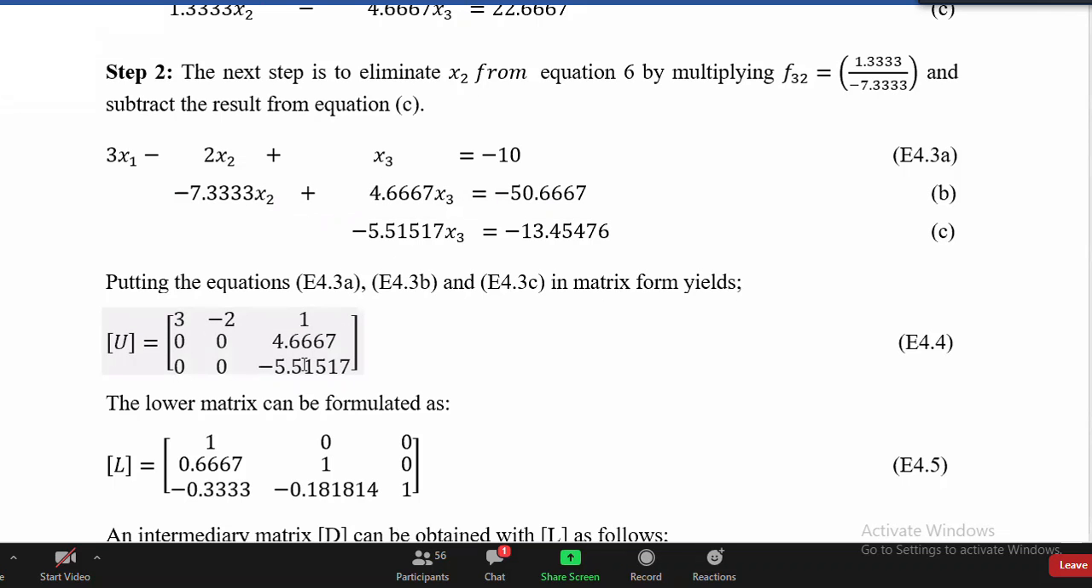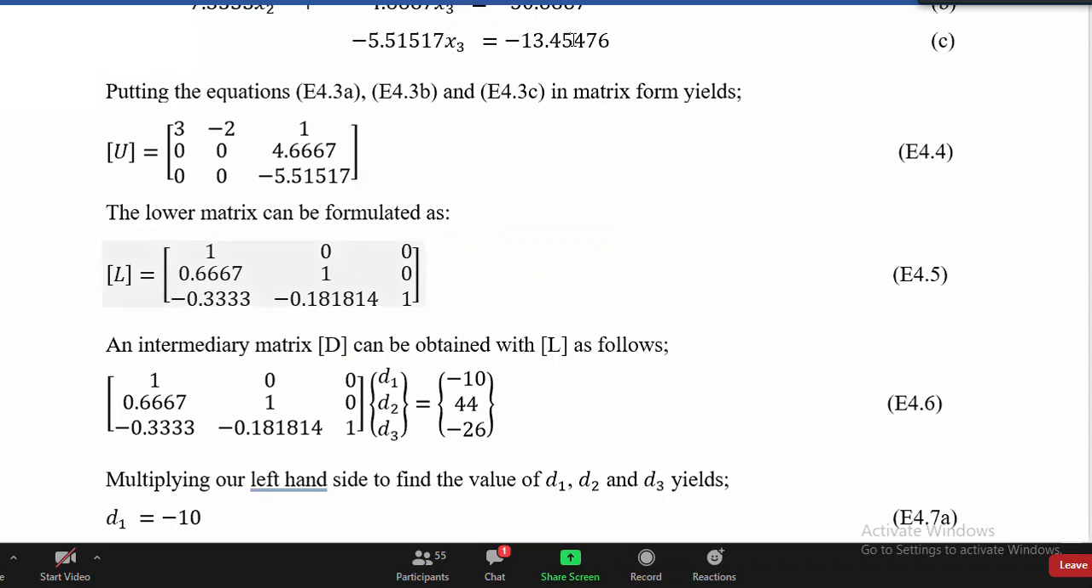If it were Gaussian, we would have stopped here with this modified right hand side. We would have stopped there to calculate the values of x1, x2, x3. But LU went further. Since it did not modify the right hand side, it formulated two triangles, the upper and the lower. See the upper, then the lower, where on the diagonal we put 1, 1, 1.